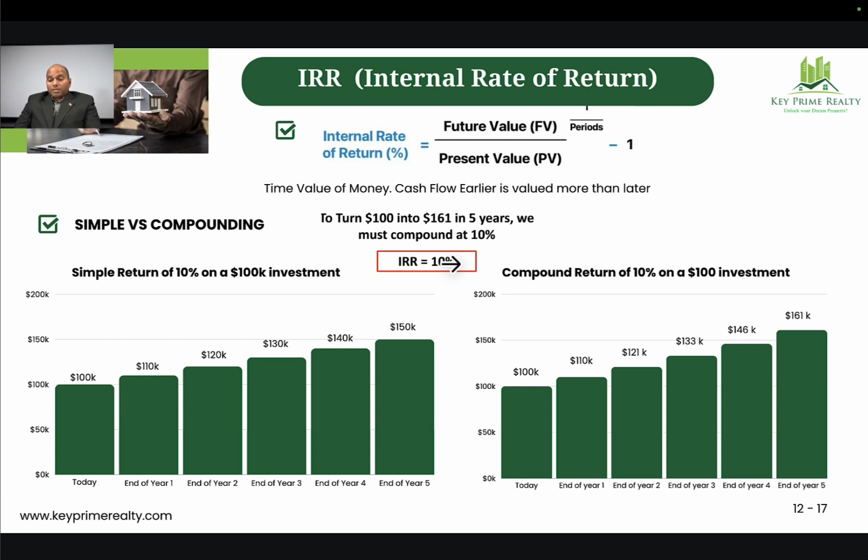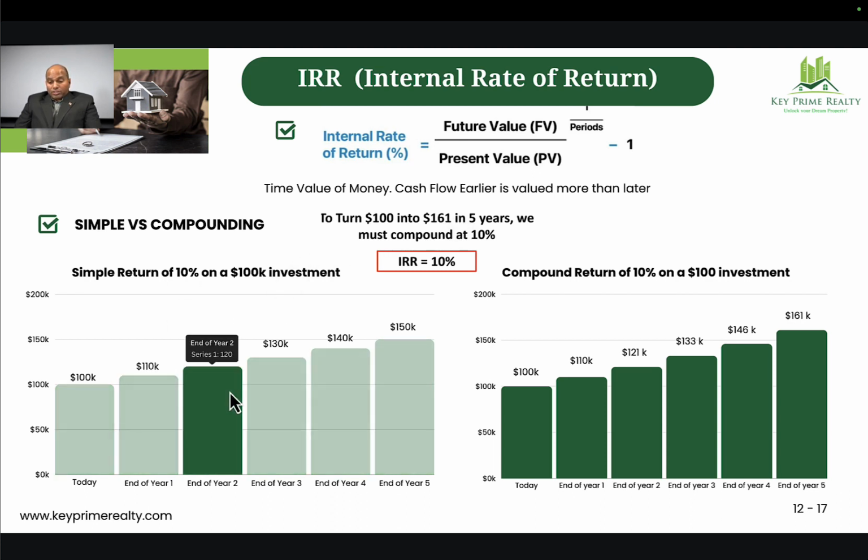That's because of the interval at which you are distributing. You will not be getting all of it in the beginning, right? So in order to make an IRR of 10%, your $100 has to become $161 in 5 years. Okay, so that's the power of compounding. Instead of $150, it is $11 more.